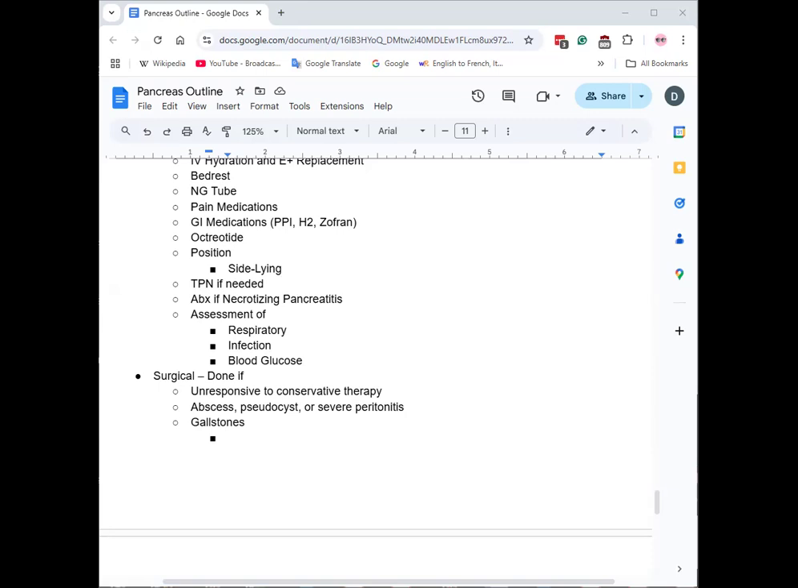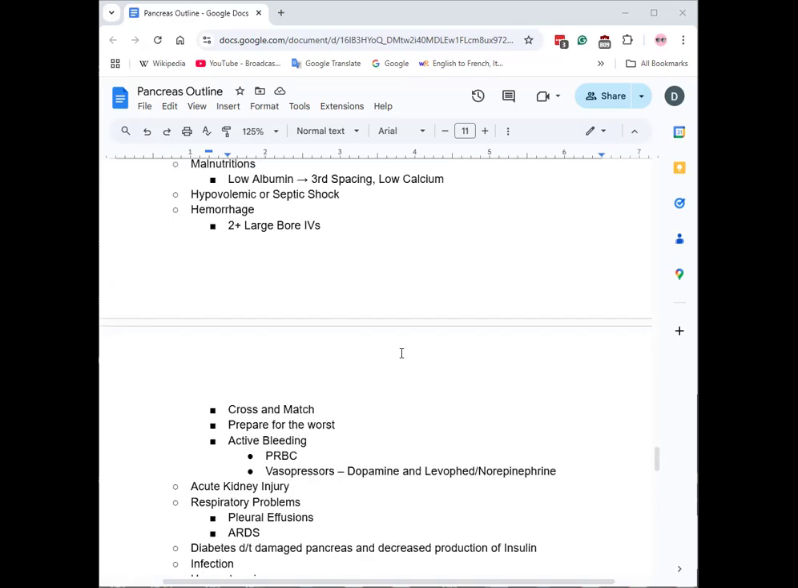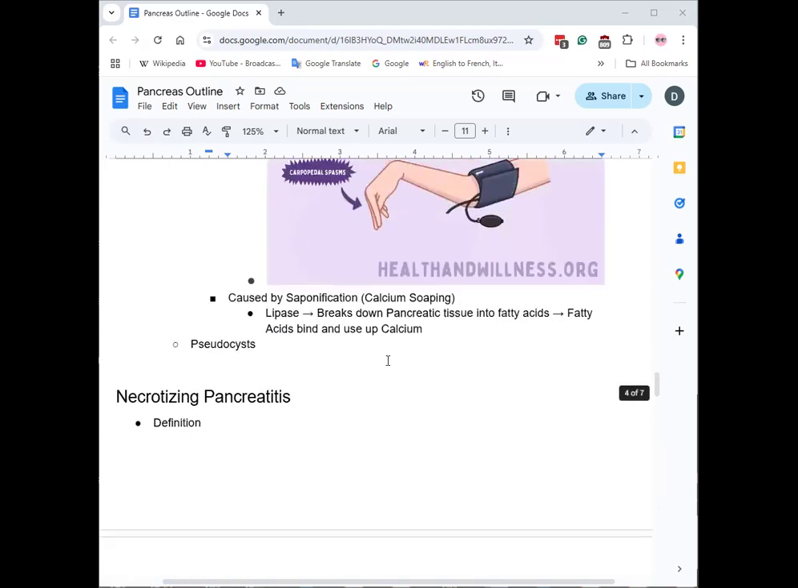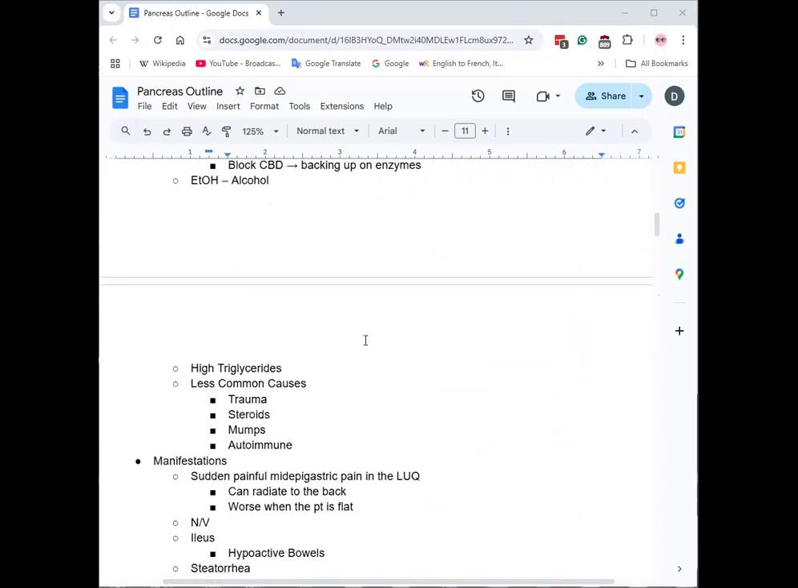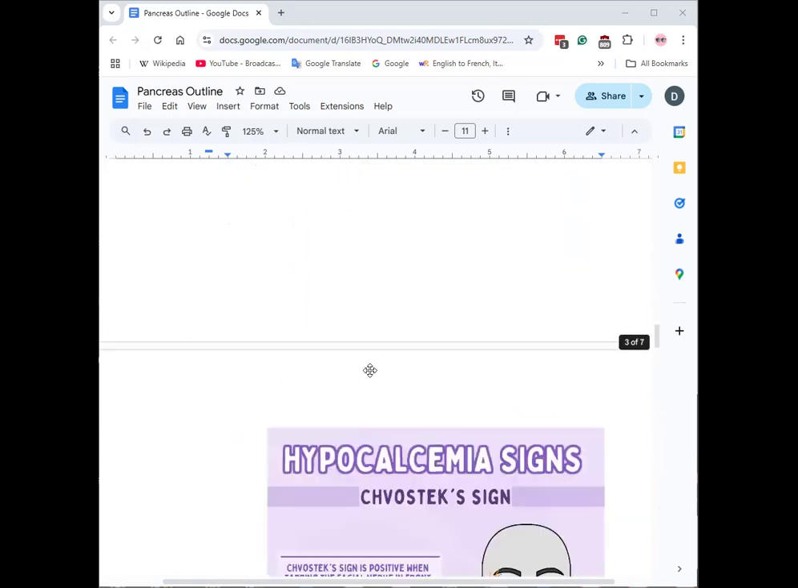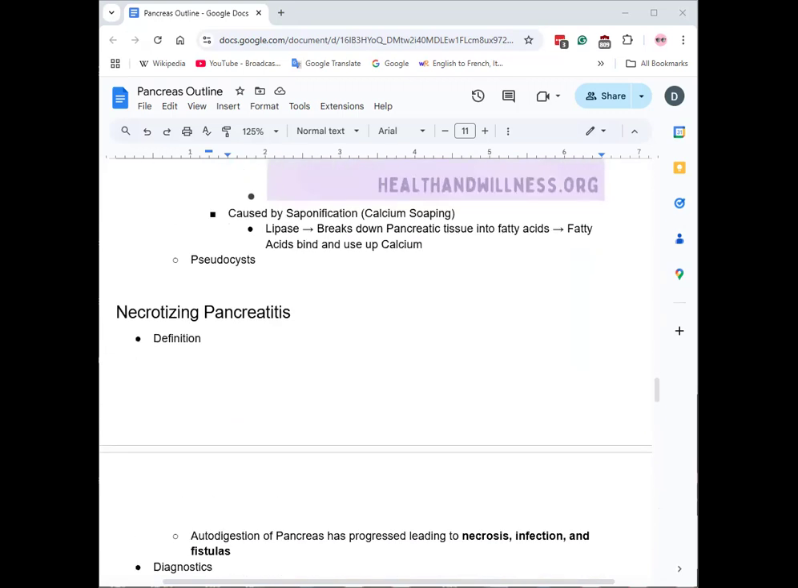But yeah, side lying is a comfortable position because it helps to relieve some of the pressure on the inflamed pancreas instead of lying flat on their back. So remember, one of the things at the top was that the pain with acute pancreatitis is worse when they're flat. So that's why, let me see, left or right side?